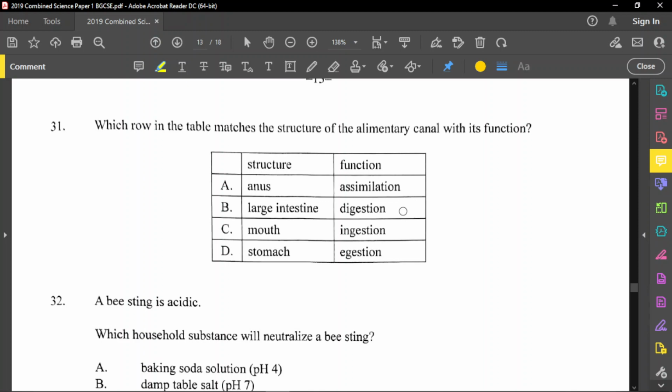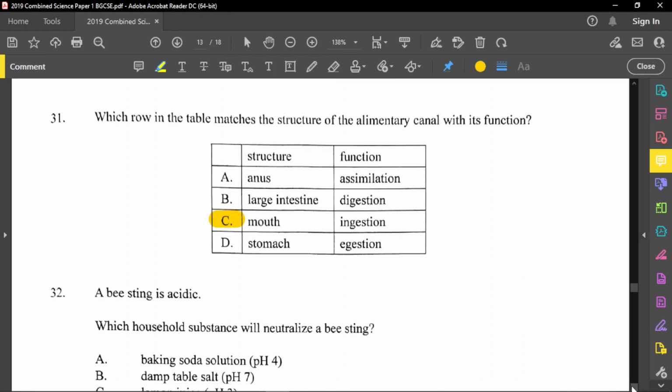Digestion does not take place in the large intestine. You need to know that. What takes place in the large intestine is reabsorption of water, okay, or the production of vitamins. All right. So in the mouth now, it said the mouth is for ingestion. Absolutely, you use the mouth to ingest. You're taking food. So ingestion is the process by which you take food in. Stomach is for egestion. No, egestion is for the anus, as we talked about. The stomach is for digestion because you have chemical digestion taking place there, and also physical digestion because of churning of food. So the mouth and ingestion is the correct answer.